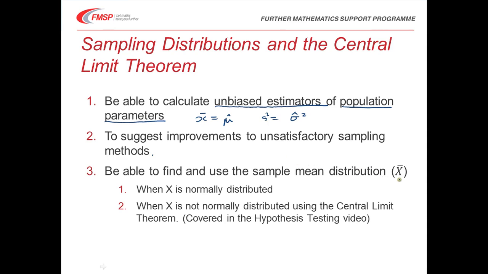So you also need to be able to find the sample mean distribution x bar. If you take lots of samples, your means will take lots of values, therefore it forms a distribution. And we either use the sample mean distribution when x is normally distributed, that's quite nice, and when it's not normally distributed, then we use the central limit theorem. I've shown you an application of where the central limit theorem comes from in the hypothesis testing video. Otherwise there's too much for this one.